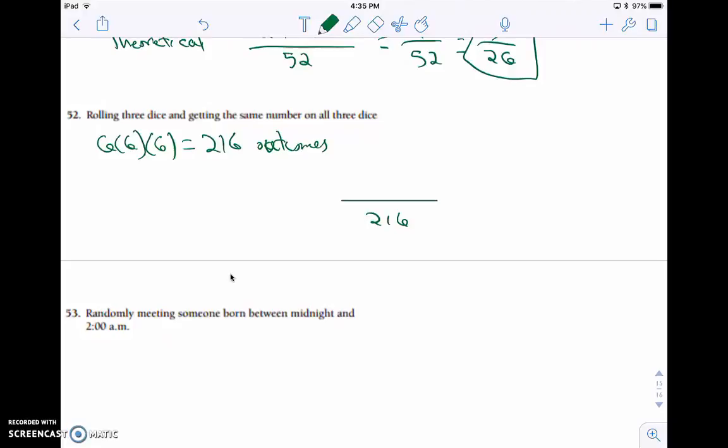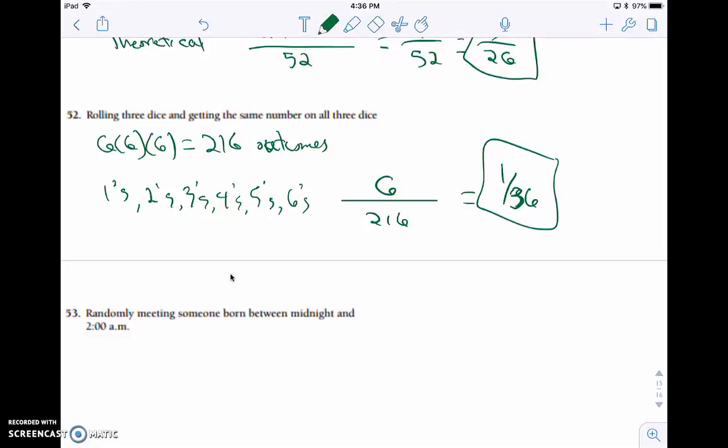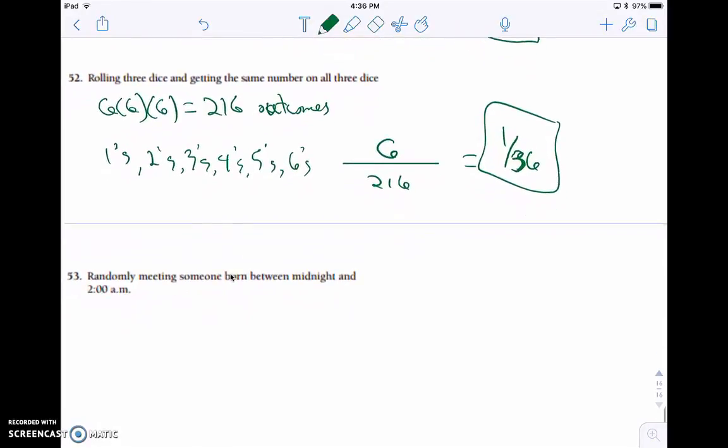And then we want to get the same number on all 3 dice, so that's going to happen in a couple ways. So you can get all 1s, you can get all 2s, all 3s, 4s, 5s, or 6s. So there's 6 different possibilities there. So the probability that you get the same number on all 3 dice is 6 out of 216, or 1 out of 36 if you reduce that fraction. So basically, in 36 rolls, you would anticipate that happening once in those 36 rolls.